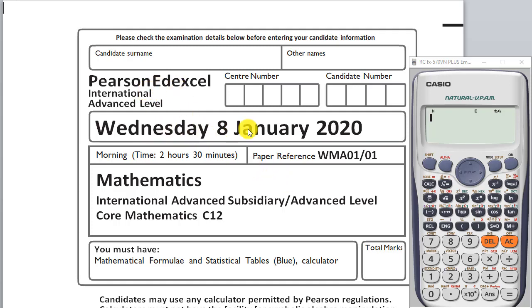This is Edexcel, January 2020, Core Mathematics C12, WMA 01/01. Let us start the first question.